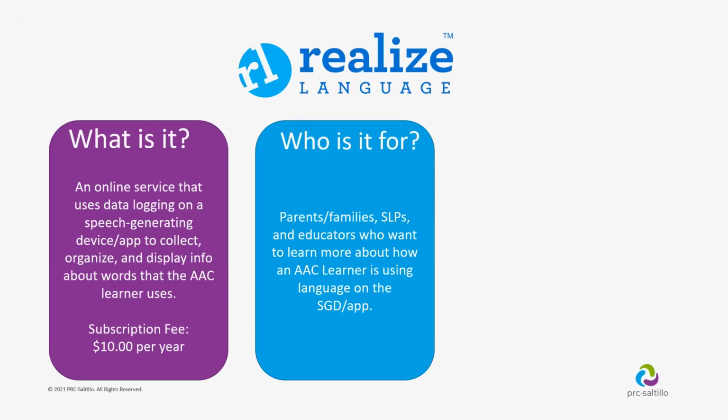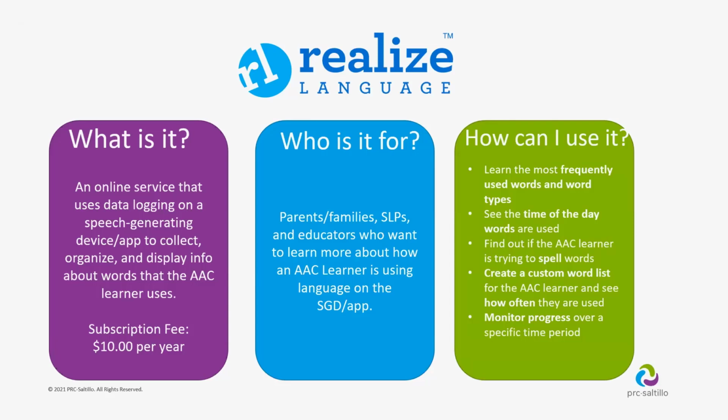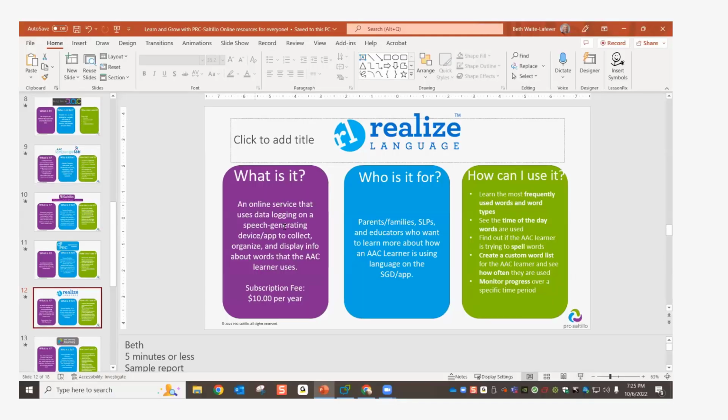So you can learn the most frequently used words and what kinds of words. Are they nouns? Are they verbs? Are they adjectives? You can see the time of day those words are used. You can find out if the AAC learner is trying to spell words, which is really awesome. And you can create a custom word list, and that will let you see how often those words are used. And it's great for monitoring progress over a specific time period. So there's just lots of different ways you can use this. I'm going to pop out here and we'll go look at the Realize Language website.